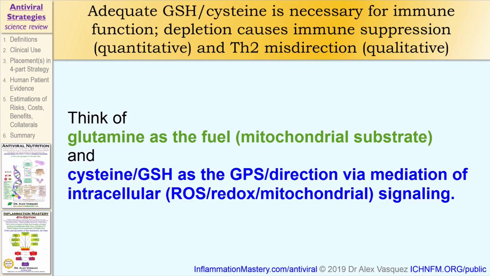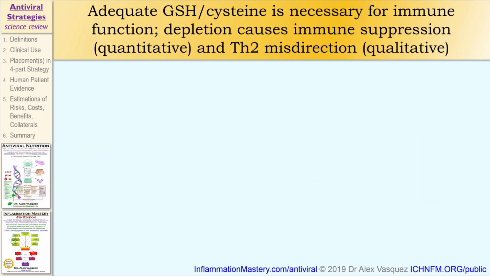And I'll say that again. Depletion of cysteine causes immune suppression quantitatively and qualitatively. Let's look at the details here.